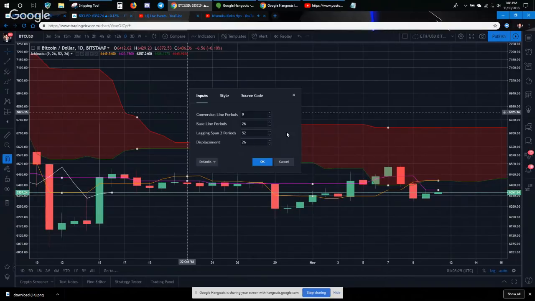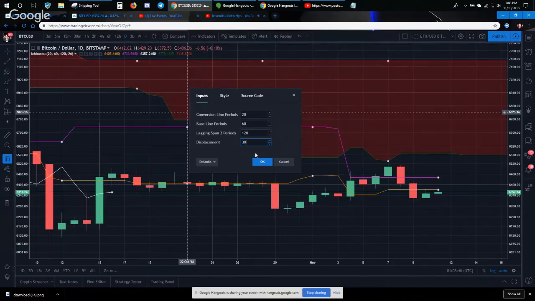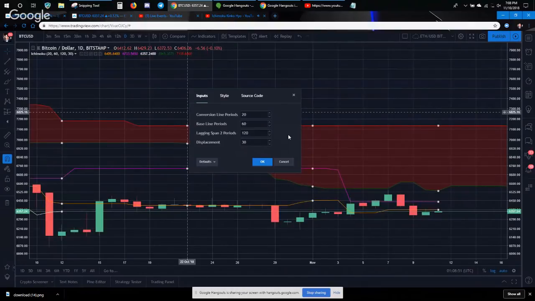And they can still be used in cryptocurrencies, but cryptocurrencies are extremely volatile. And the settings I use now are 20, 60 on the baseline, and 20 on our lagging span, and 30 on our displacement. And I'll get into what each one of those means in a moment. But for the sake of this presentation, we'll be doing it on the settings that I use normally. The reason why I use these settings is because crypto is a volatile asset, and with these higher settings, it'll kind of weed out the noise that you get from the volatility.